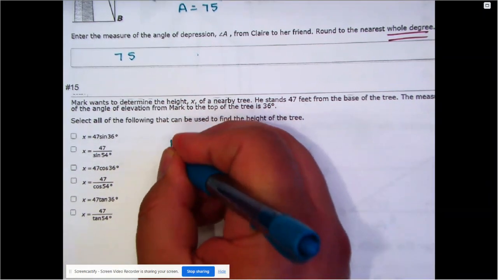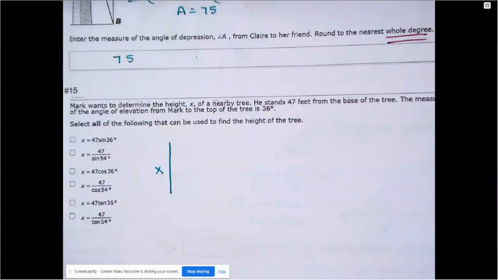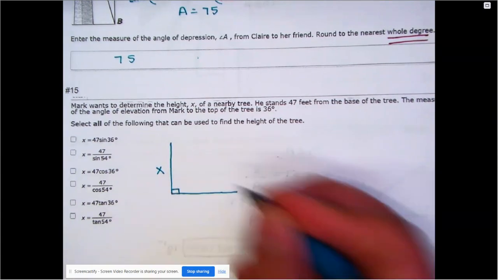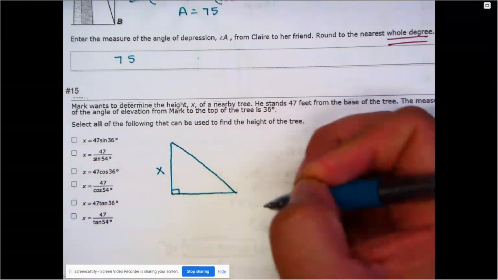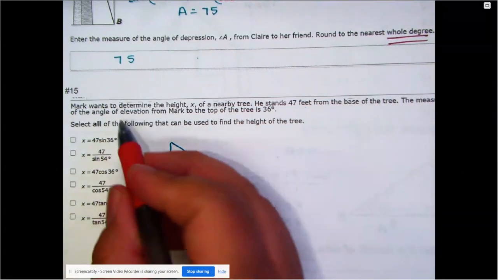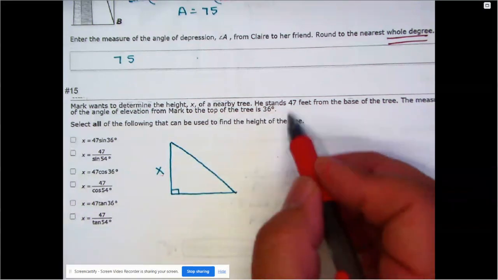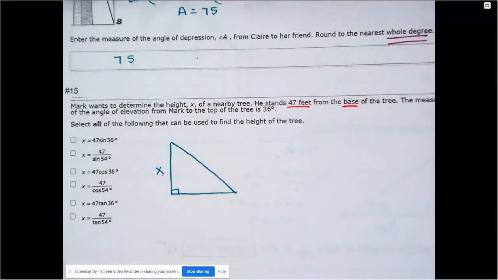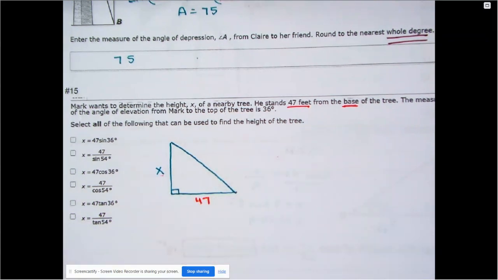All right, if we're talking about a tree, there's my tree. That's what I'm going to look for. The tree has to be hitting the ground, so we're going to assume it's a 90. And then, of course, we're going to finish by creating our right triangle. Now, Mark wants to determine the height x, there it is, of a nearby tree. He stands 47 feet from the base. Base means bottom. Then I'm going to write that 47 at the bottom.